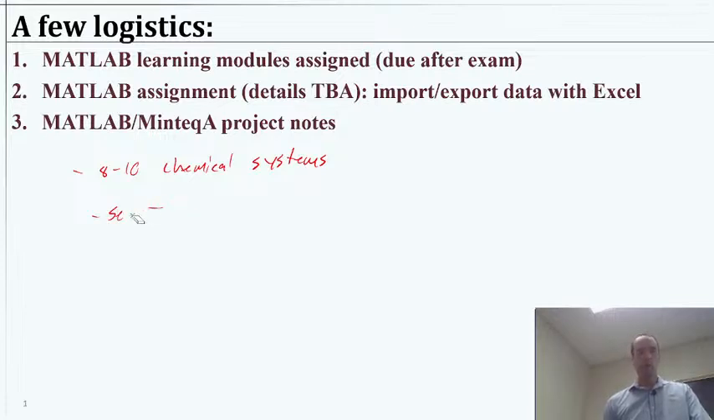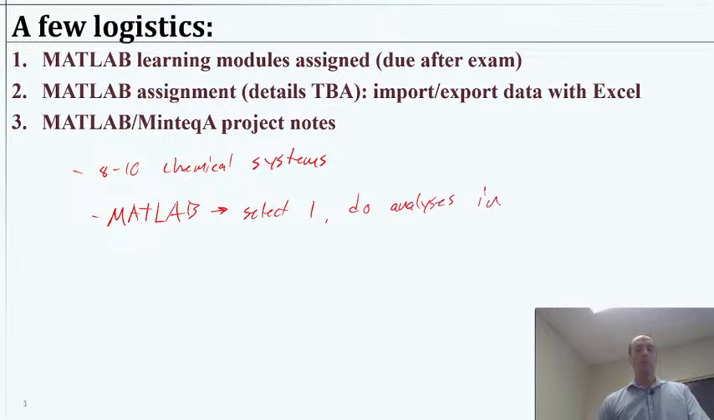Let me just do this. My plan right now, and I'm going to formalize this into a document for you so that you'll have clear instructions, but the MATLAB case would be to select one and do all the analysis essentially in MATLAB, and or Excel as needed, but it needs to be solved and plotted in MATLAB at least. Then provide a report on that.